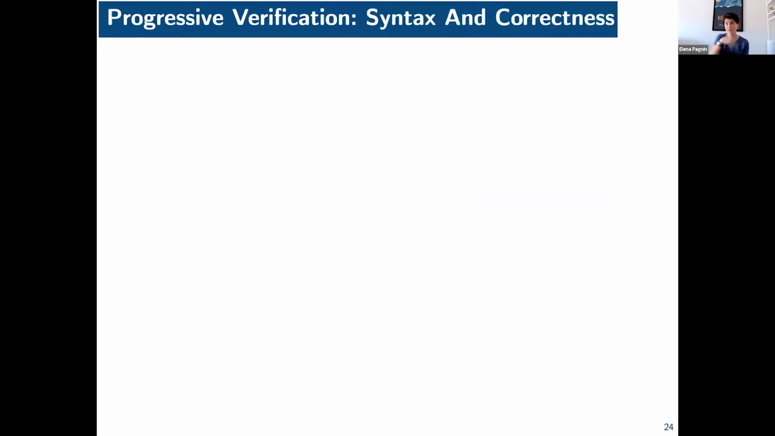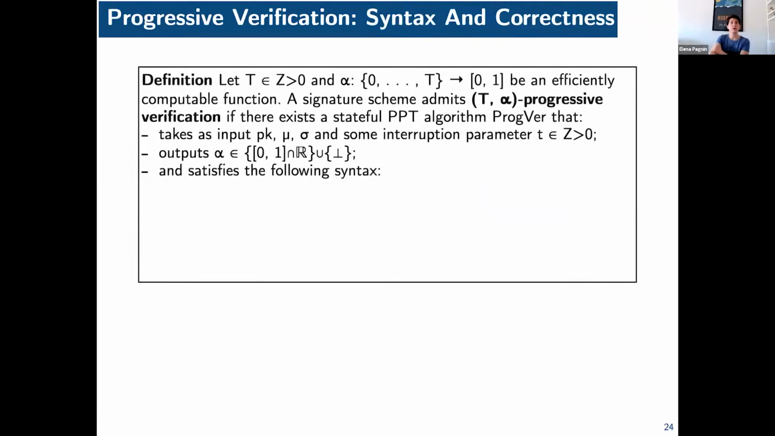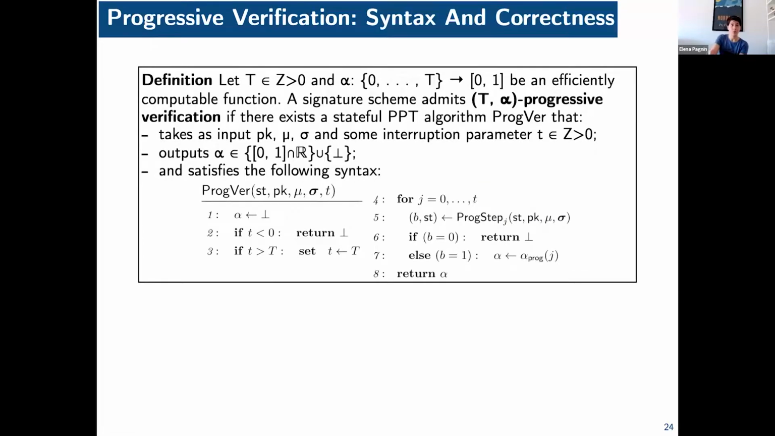Okay, so let's look at the syntax. We're going to need a couple of things. We will need a T, which is the maximum number of steps that we allow in the progressive verification, and this alpha, which is my confidence.